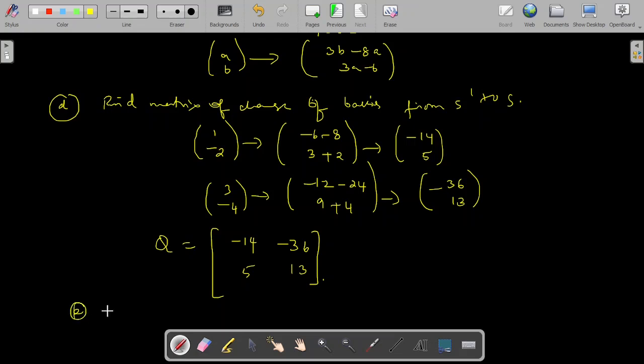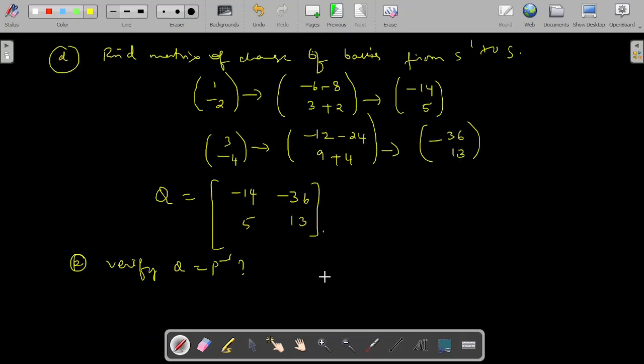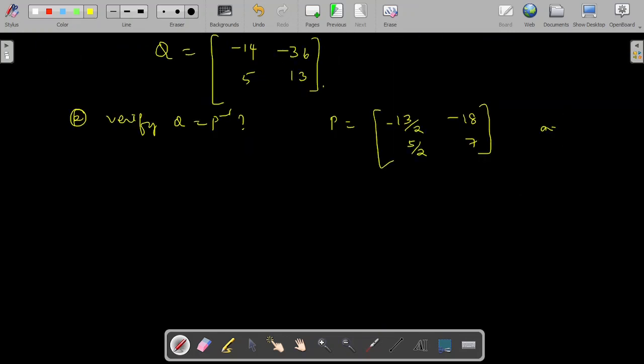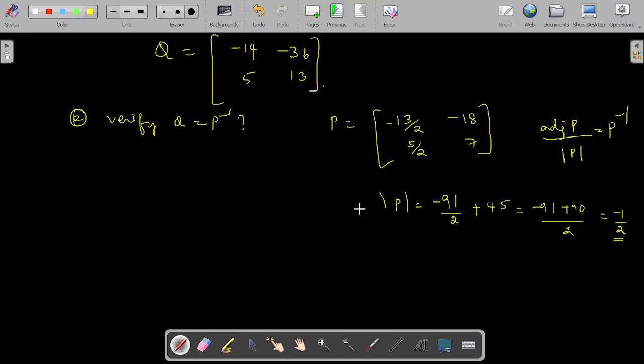Next, the last case is you have to verify whether Q equals P inverse. So, what we got as P is minus 13 by 2, 5 by 2, minus 18 and 7. How to get the P inverse? Adjoint of P divided by determinant of P, that is P inverse. What is the determinant of P? The determinant of P is minus 1 by 2, and the adjoint of P is 7 minus 13 by 2, then 18 minus 5 by 2.